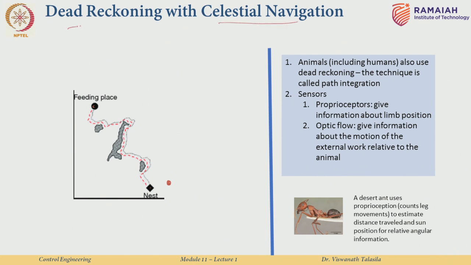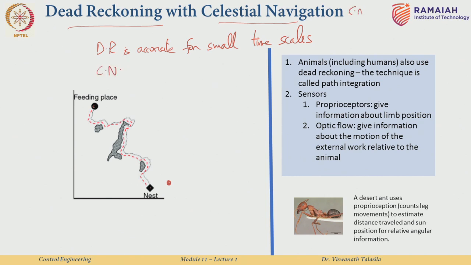We know that dead reckoning is very inaccurate. When you combine dead reckoning with celestial navigation, we actually get a far more accurate picture. And the idea is very simple. Dead reckoning is accurate for small time scales. Specifically, this means if I am navigating for a very short amount of time, like a minute or two, dead reckoning is very accurate.